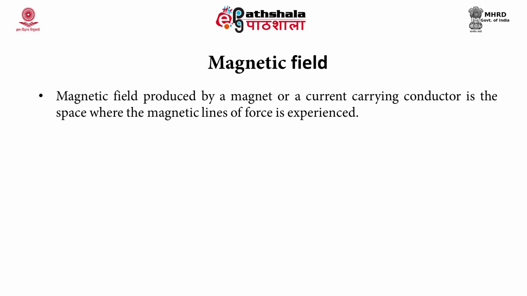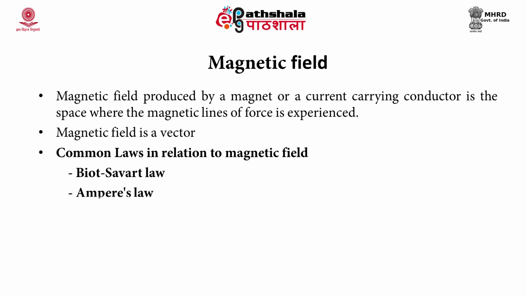Magnetism is a property of material, and the magnetic field produced by a magnet or a current carrying conductor is the space where the magnetic lines of force are experienced. Magnetic field is a vector quantity which has both direction and magnitude. The common laws in relation to magnetic field are Biot-Savart law, Ampere's law, and Faraday's law.